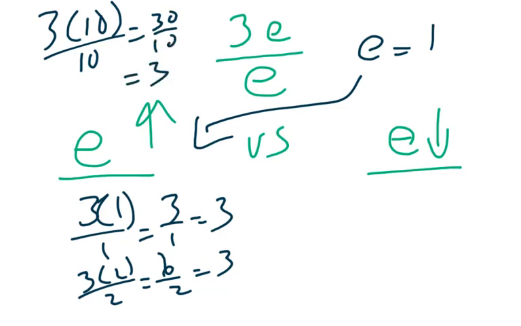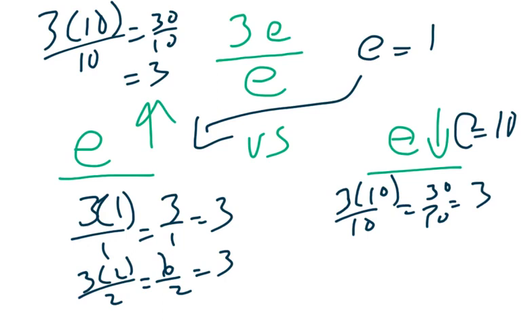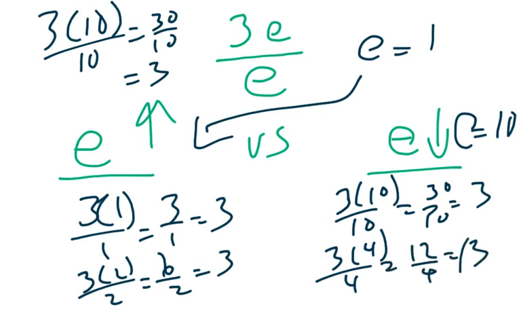So as E increases, what happens to your overall value of the expression? It stays exactly the same. It doesn't increase, it doesn't decrease, it stays the same, which happens sometimes. Now, let's plug in values for E when it decreases. We're going to start with E equals 10. 3 times 10 divided by 10 gives you 30 over 10, which is 3. Now let's do 4. 3 times 4 divided by 4 gives you 12 divided by 4, which is still 3. So no matter what value you plug in, and no matter whether the variable is going up or down, the value just stays the same.